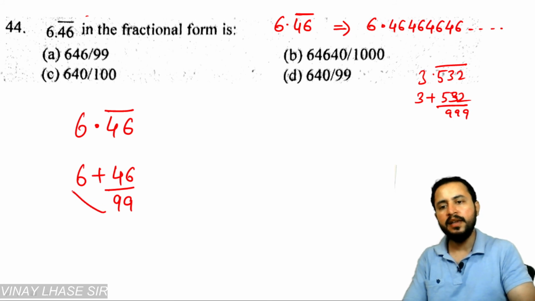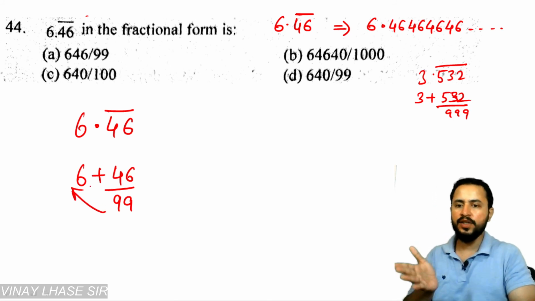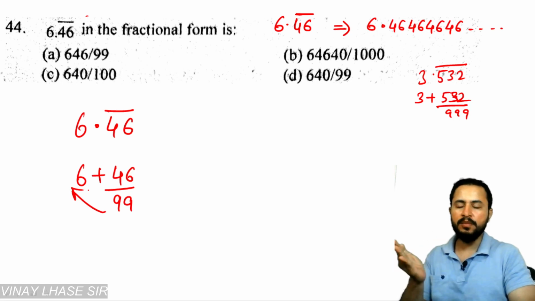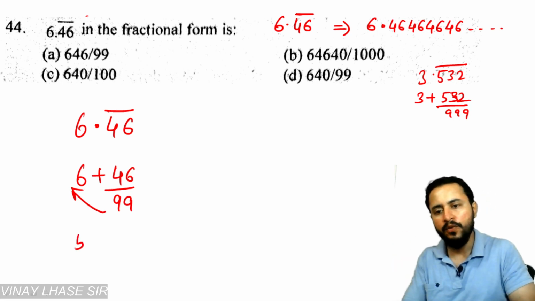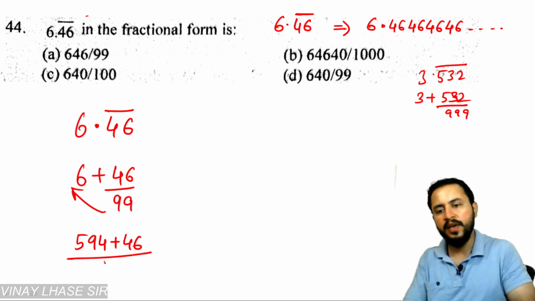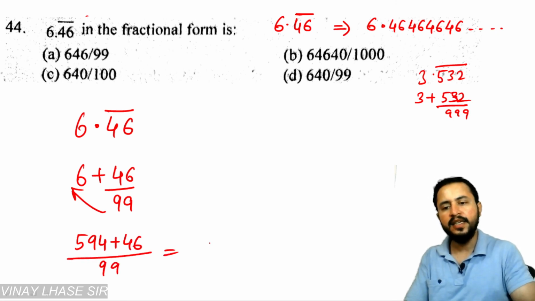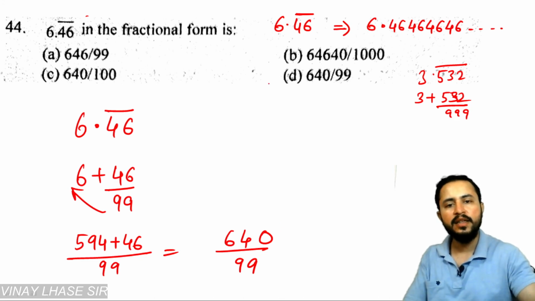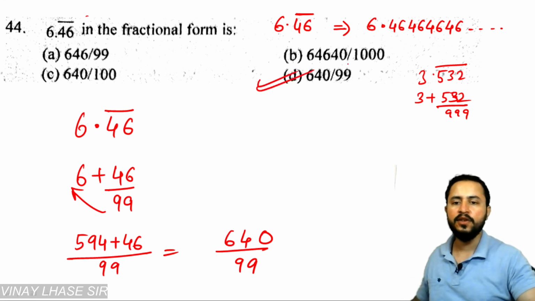6 + 46/99, cross multiply. 99 × 6, how much will it be? 6 × 200 = 600, reduce 6 from it, 594, right. 594 + 46 comes over 99. Let's add this: 594 + 46 = 640. So 640/99, that is option number D, is the answer for this question.